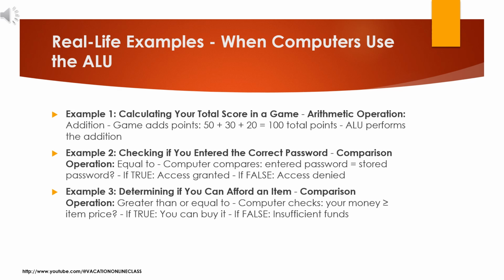Finally, think about online shopping. When you click buy, the computer needs to know if you have enough balance. The ALU uses a greater than or equal to comparison to check if your available money is greater than or equal to the item price. As you can see, whether it's for entertainment, security, or commerce, the ALU is the engine making these essential decisions for us every second.